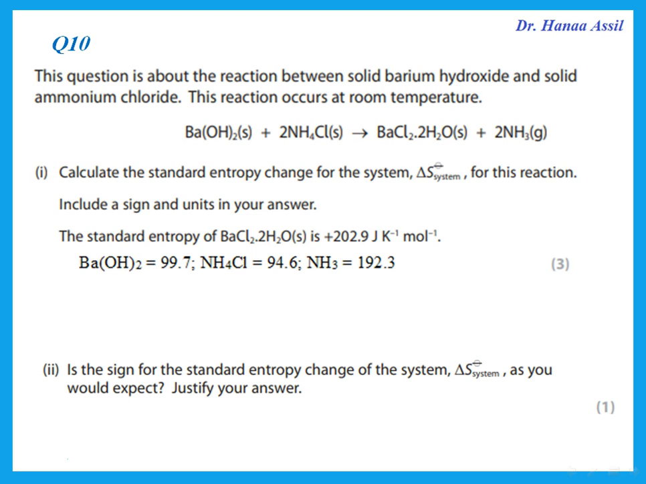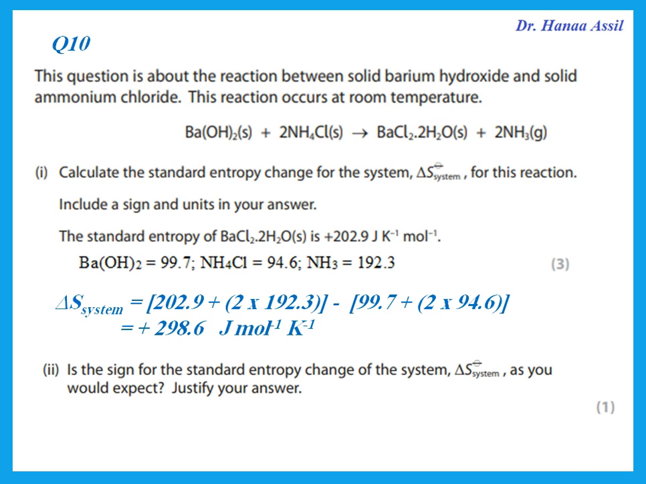Okay. The next question says, this question is about the reaction between solid barium hydroxide and solid ammonium chloride. Calculate the standard entropy change for the system. So again, how do we get delta S of the system? He gives me the standard entropy of each of the species. It will be the products minus the reactants. And again, do not forget to multiply. If I have 2 ammonia, that means I have to multiply the one for ammonia by 2 and so on. So this comes out to be my final answer.